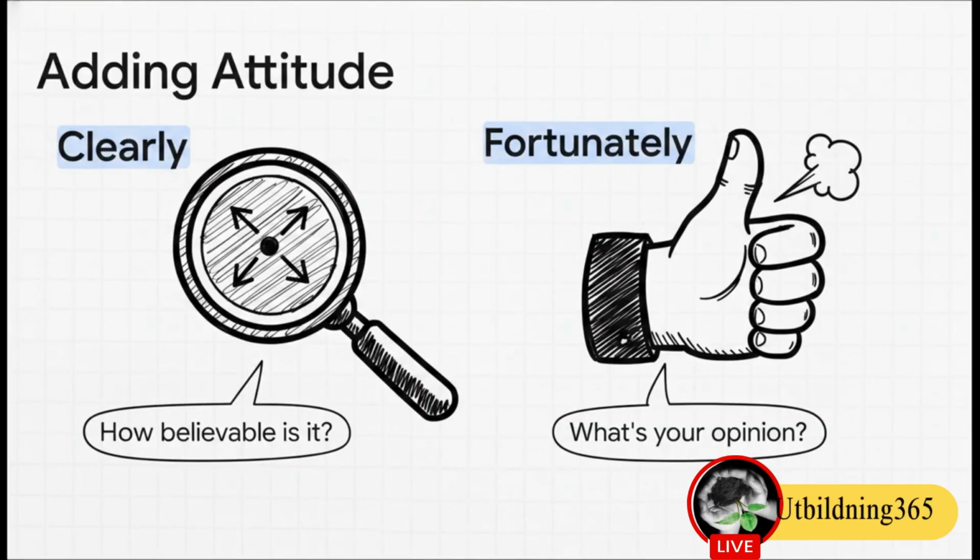Let's look at a couple of examples. The word clearly shows how certain the speaker is that Maria was scared. It's all about believability. But fortunately expresses the speaker's personal opinion. They're relieved it wasn't a real ghost. That's a pure injection of attitude.